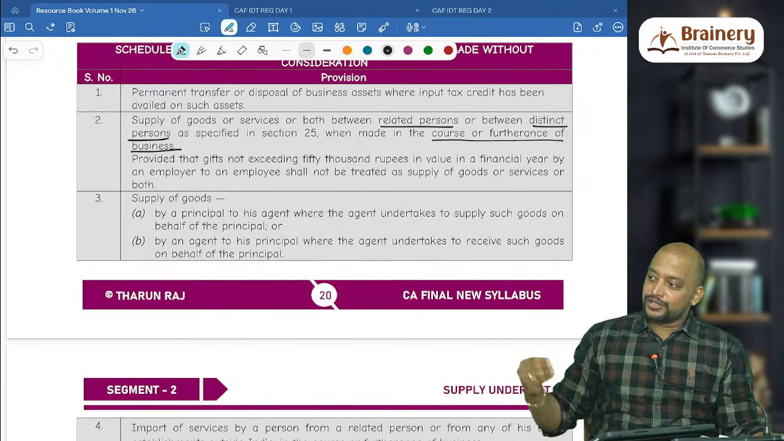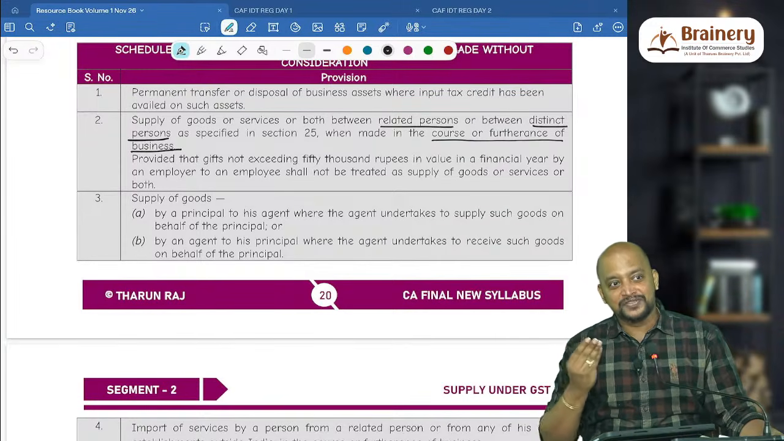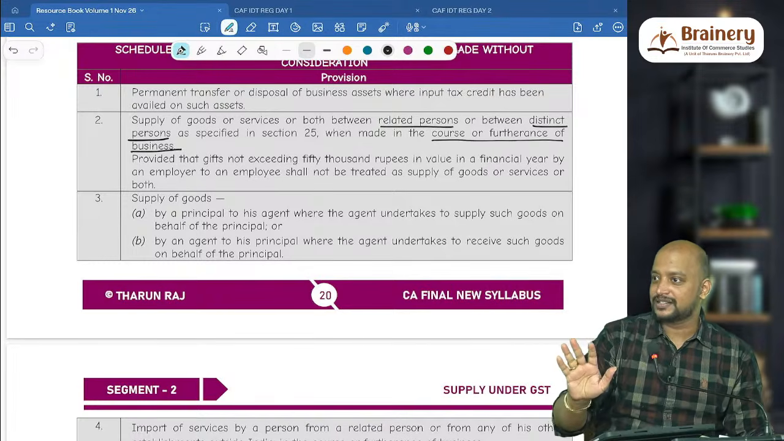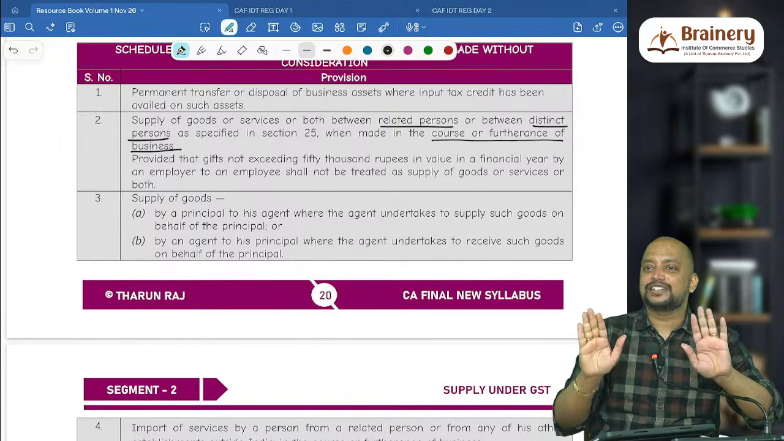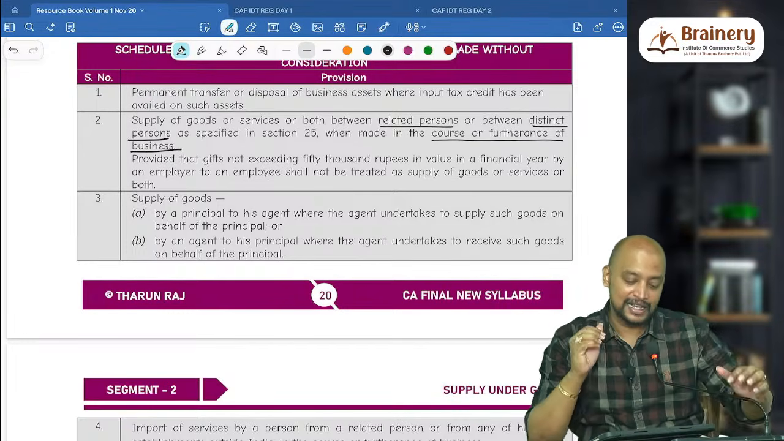And suppose if she does something to me or I did something to her, if it becomes supply and if government is coming and asking to pay GST, it is too much, no? Correct? That's why personal transactions they don't want to touch. They have added in the course or furtherance of business. You got it? Next.